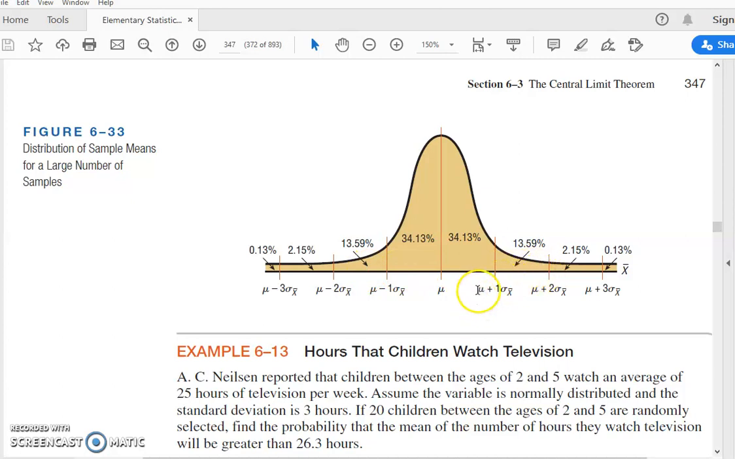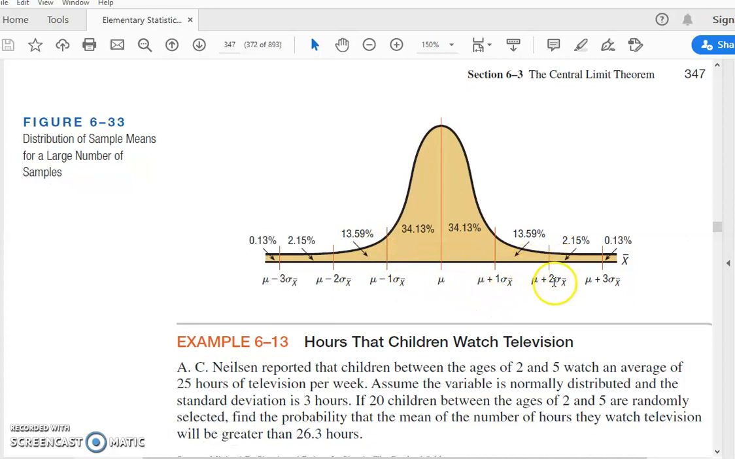Well, maybe I don't want to be so casual. Maybe I want to find out, well, what is the real number? If I want to be exactly 95%, instead of being mu plus 1 times the standard error, mu plus 2 times the standard error, what I do is exactly what I did before, and I multiply by the appropriate z value in order to get exactly what I want. Okay, so let's take a look at that.